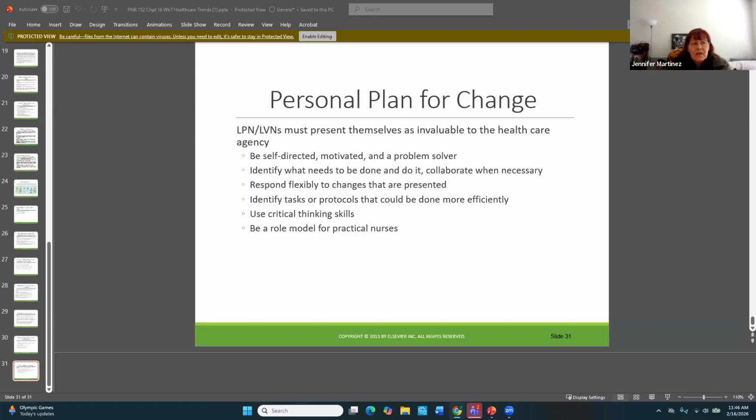Identify tasks or protocols that could be done more efficiently. If you see a practice, a policy, a procedure, or something where you're working and you think that there's a better way it can be done, do your research and present that. They're always looking for people who have input into procedures and things that can be improved upon.